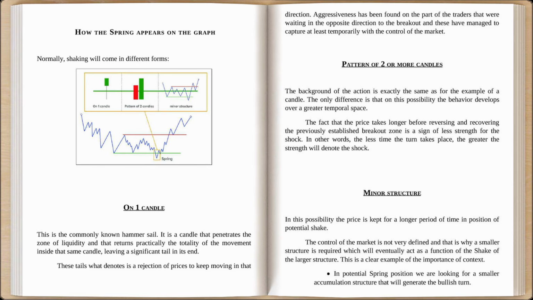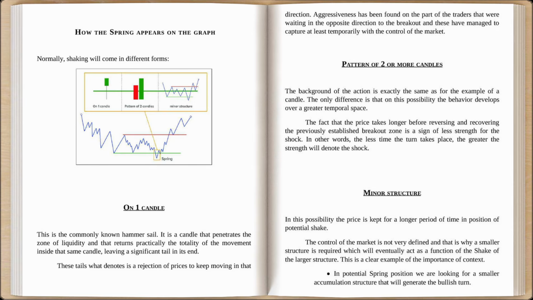Pattern of 2 or more candles. The background of the action is exactly the same as for the example of one candle. The only difference is that in this possibility the behavior develops over a greater temporal space. The fact that the price takes longer before reversing and recovering the previously established breakout zone is a sign of less strength for the shock. In other words, the less time the turn takes, the greater the strength the shock denotes.